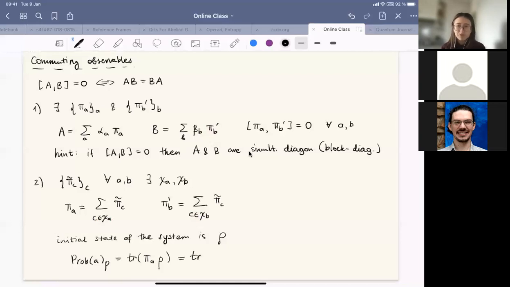So then, to express it via the projectors pi C tilde, we just write out pi A in terms of these projectors. So we write this as the trace of the sum over C in high A, pi C tilde rho. We can take the sum out of the trace, because trace has this distributive property. So we are left with the sum over C in high A of the trace of pi C tilde rho. And the trace of pi C tilde rho is the probability that, if we apply this family of projectors pi C tilde, we get the outcome C. So basically we can write this as the sum over C in high A of the probability of measuring C, given the state rho.